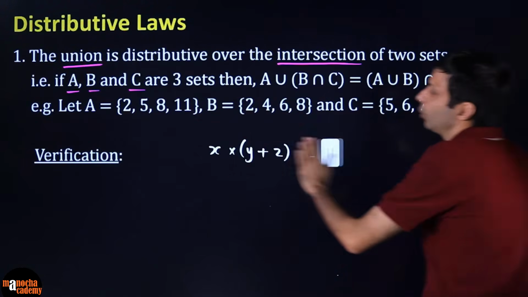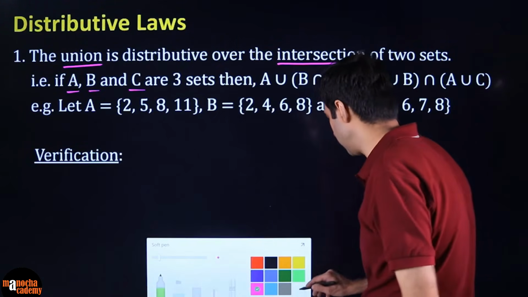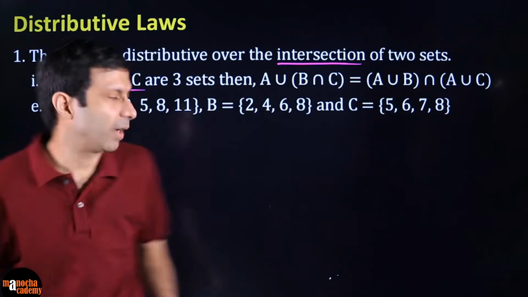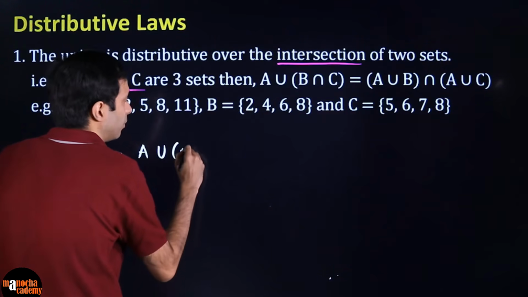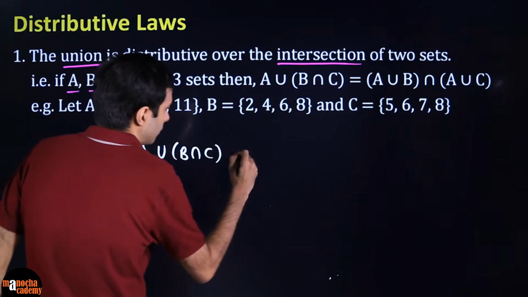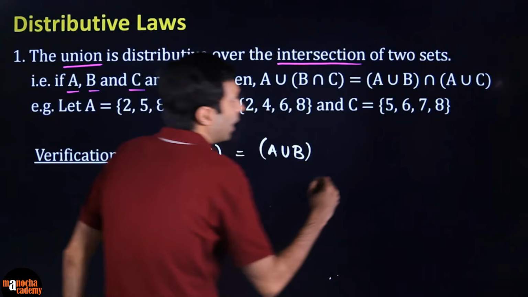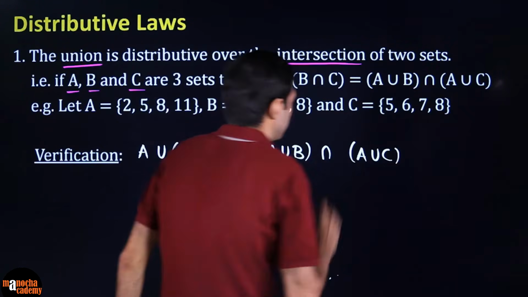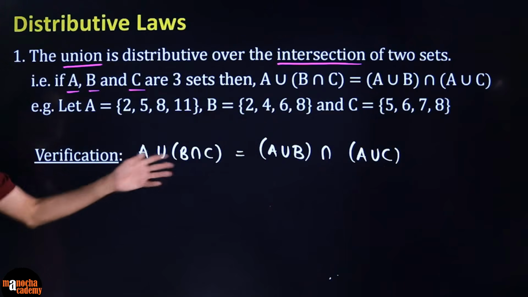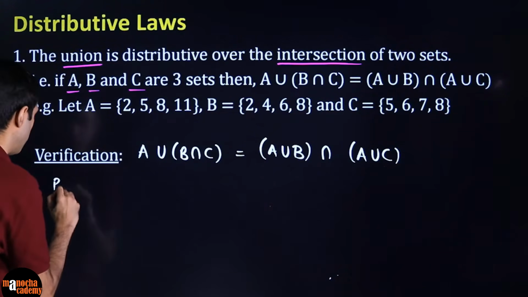So now how do you verify this? Very simple. You just write this down and do the left and right hand side. So what do we need to verify? We need to verify that A union (B intersection C) is going to be the same as if I do A union B first and A union C, and then I take the intersection. So how do you check this? Very simple. You first solve this. You solve B intersection C.